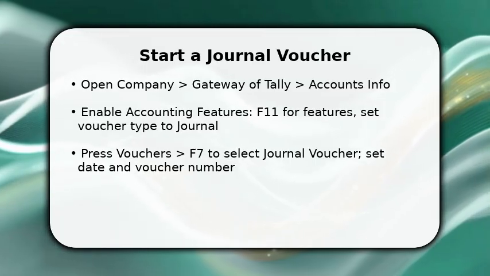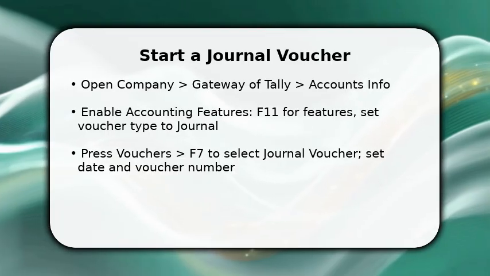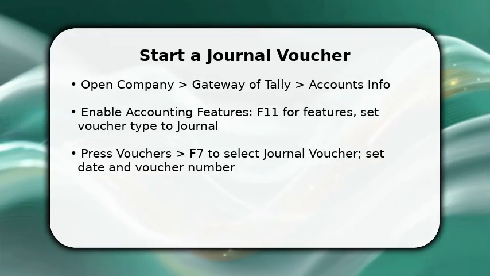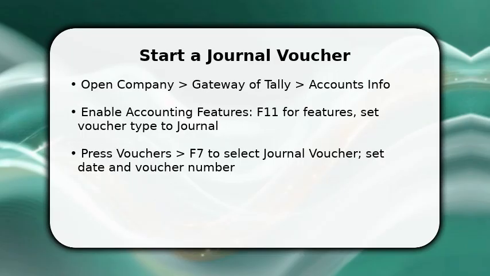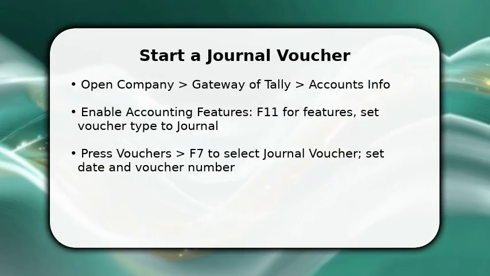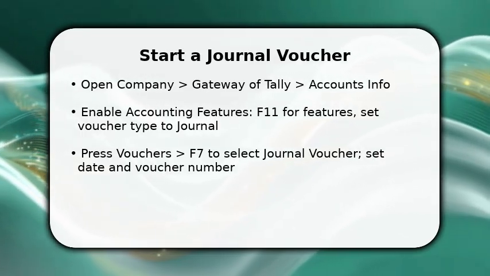You begin by opening your company and enabling accounting features. This ensures Journal Voucher is available. Next, go to Vouchers and choose F7 for Journal Voucher. This is the first actionable step.